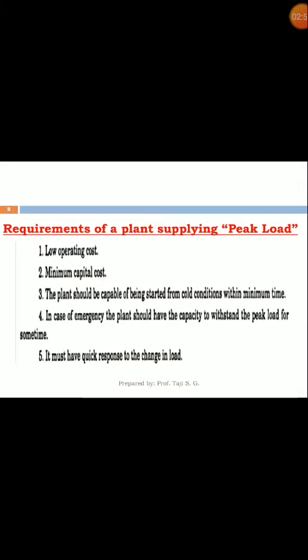Requirements of a plant supplying peak load: low operating cost, minimum capital cost. The plant should be capable of being started from cold condition within minimum time. In case of emergency, the plant should have the capacity to withstand the peak load for some time. It must have quick response to the change in load.